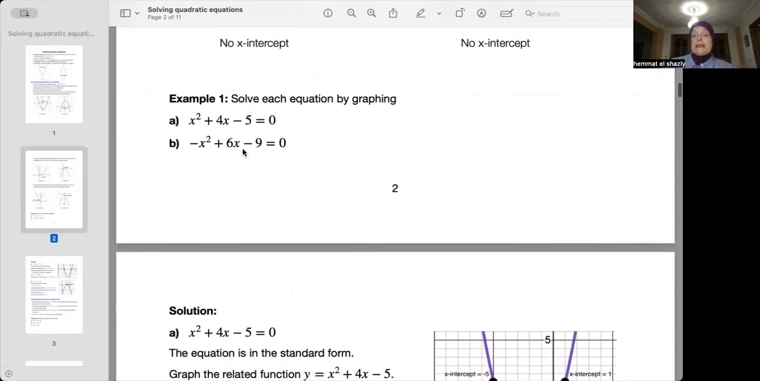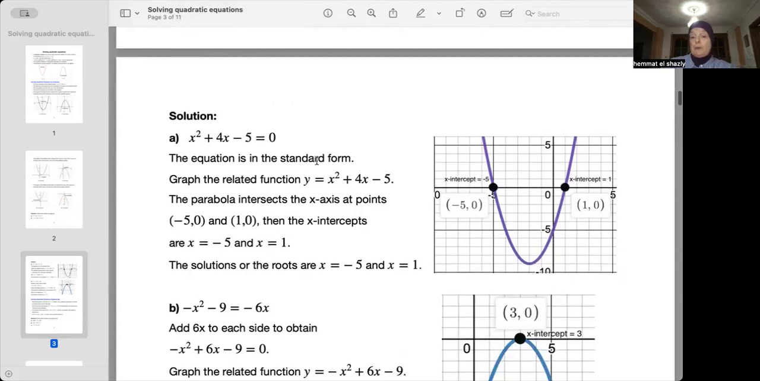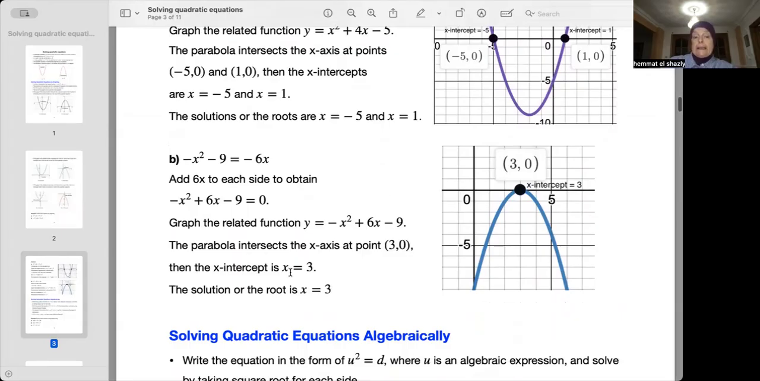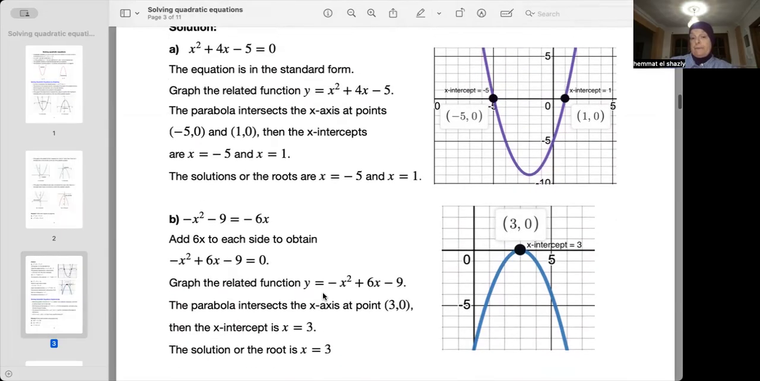For b, -x² + 6x - 9 = 0. Because the coefficient of x² is -1, it is represented by a downward parabola, as the figure shows. After we draw it, we find that it intersects the x-axis at only 1 point, (3, 0). Of course, because it intersects the x-axis at 3, the value of y must be equal to 0. So this equation has only one real root and one x-intercept, so its solution is x = 3.